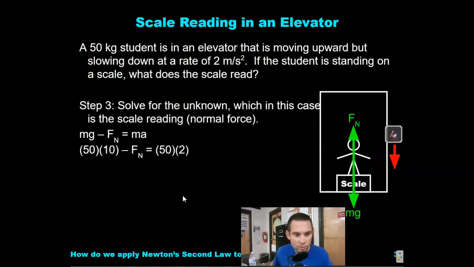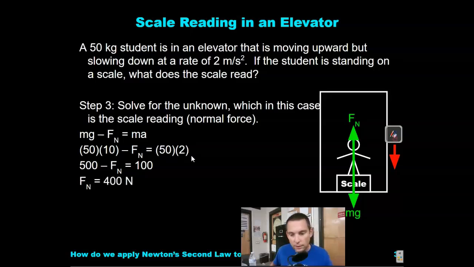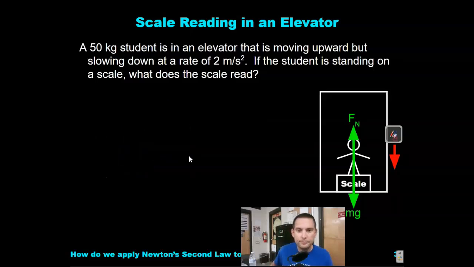Step 3, solve for the unknown. So we have mg minus Fn equals ma. This minus Fn equals this, and we're solving for the normal force, which will give us the scale reading. And we get 400. All right.